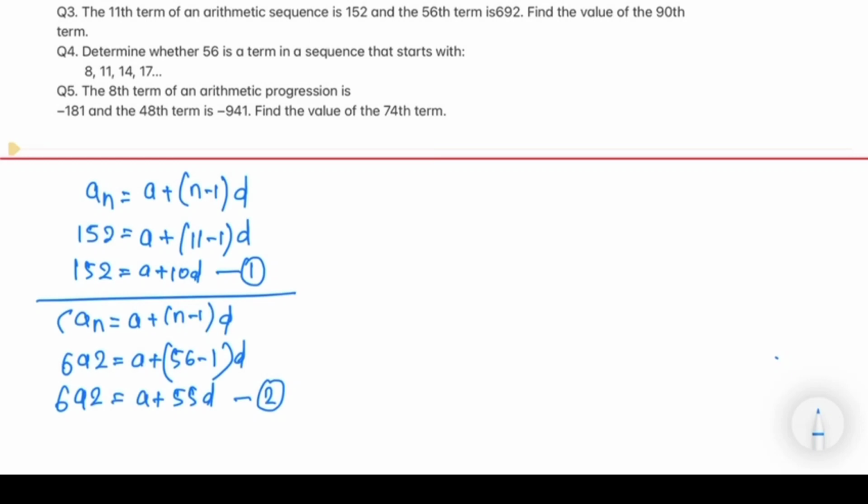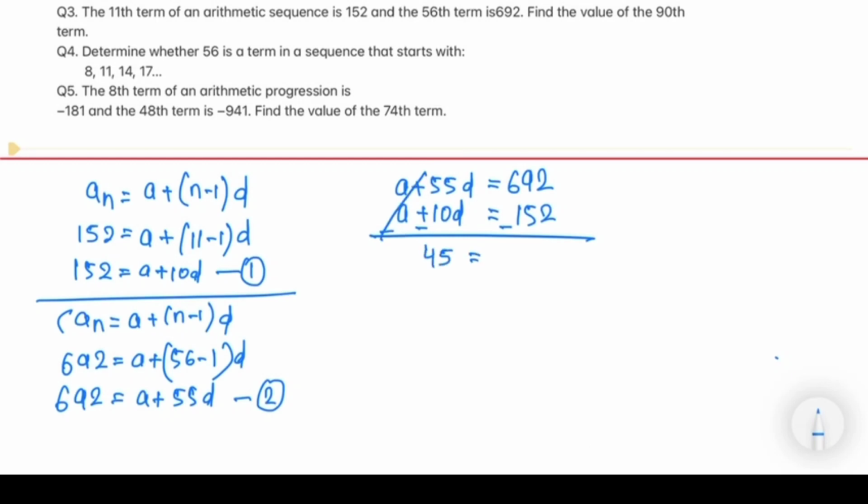Now let's write both of them. So a plus 55d equals 692, a plus 10d equals 152. Okay, now let's subtract. Let's change the signs. So a cancels. Now this will be 45d equals 692 minus 152, which will be how much? 540. So d will be 540 divided by 45, that's 12. Okay, so we got our d.